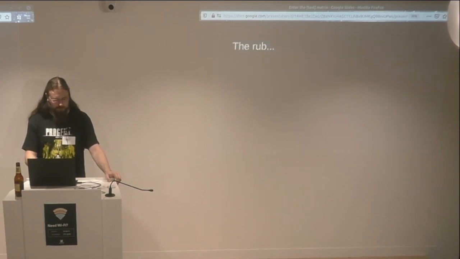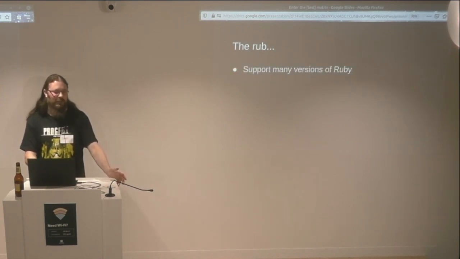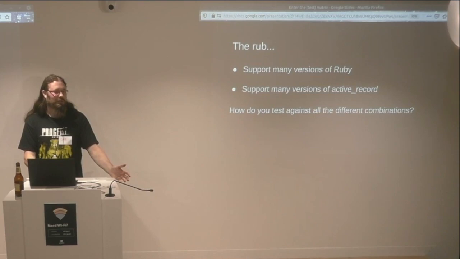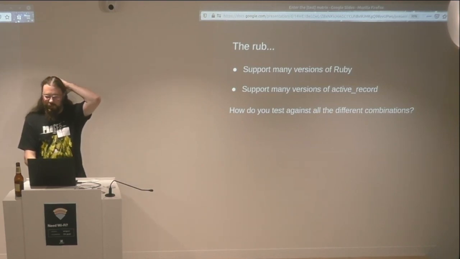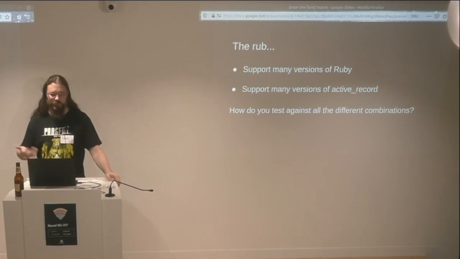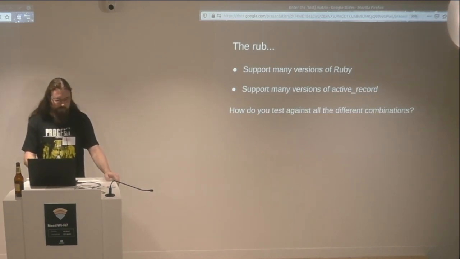Of course, there's a bit of a problem. The rub is that by writing this gem, you need to support many versions of Ruby, but you also support many versions of, say, Active Record or any other dependency. And so the question is, how do you test against all these different combinations? Now, I'm assuming that if you're using GitHub, which most of you will be, you'll be using Travis or some other continuous integration platform. I'm going to focus on Travis for this talk because that's what I use, but the ideas should be broadly applicable to all CI services.